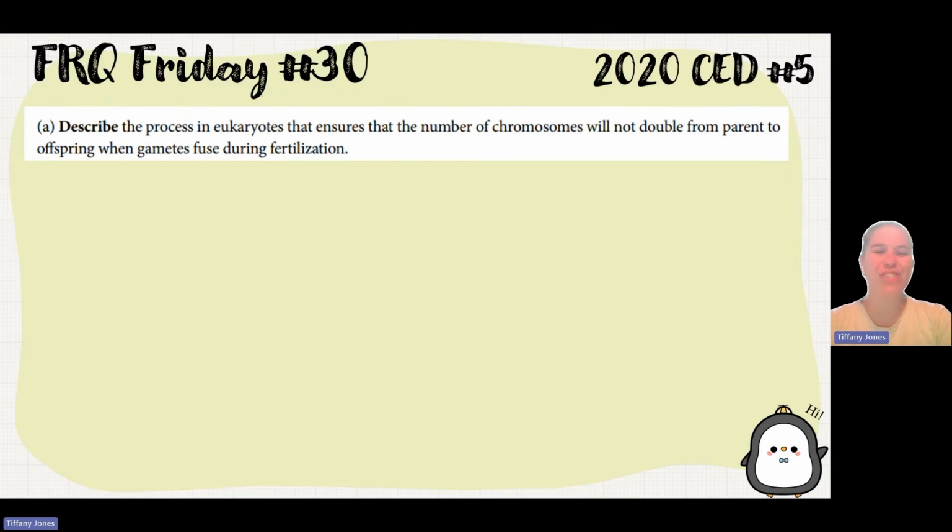So Part A asks us to describe the process in eukaryotes that ensures the number of chromosomes will not double from parent to offspring when gametes fuse during fertilization. So why, when 2 gametes fuse together, do I have the exact same chromosome number as I did in the parent? Well, that actually has to do with meiosis. During meiosis 1, the homologous chromosomes separate, leaving us with haploid cells. We then go through meiosis 2, and the haploid cell again is going to split, and we'll see the sister chromatids separating, which allows us to have a single chromatid of each chromosome in that one cell, so it's haploid. And then during fertilization, of course, that comes back together.